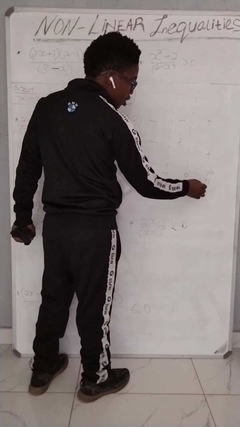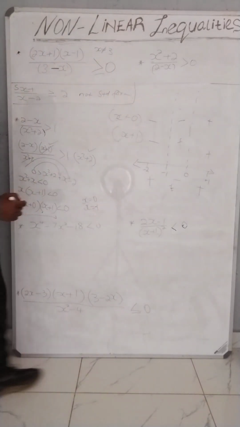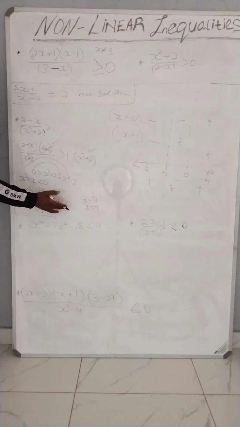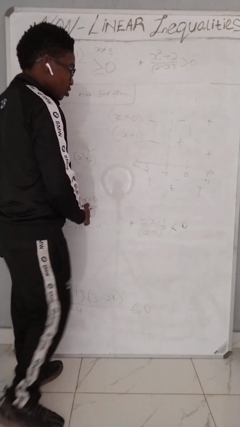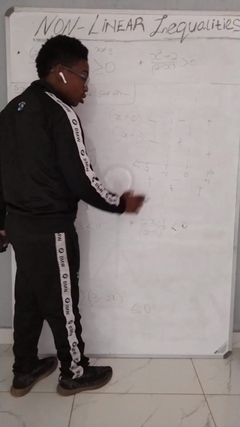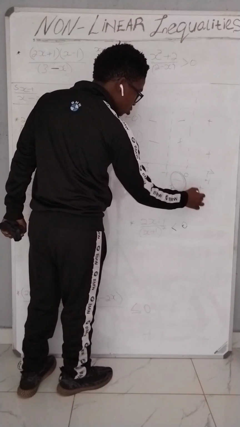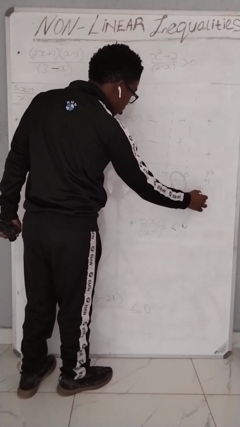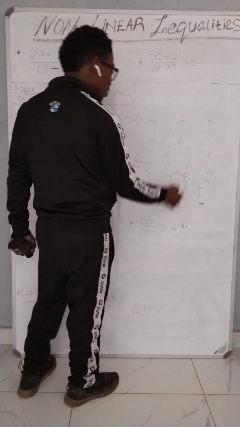Positive times positive will give you a positive. Okay, so now you come back here. You are looking for this expression to be less than 0. So anything less than 0 is here, negative. So this is not your expression. Your x doesn't lie there, it only lies there.